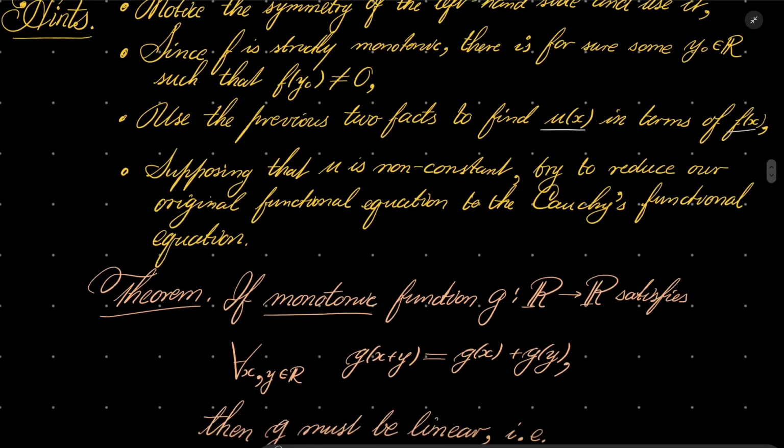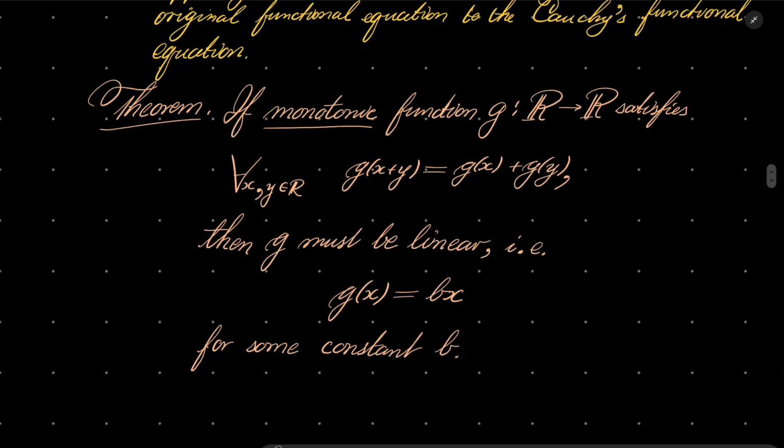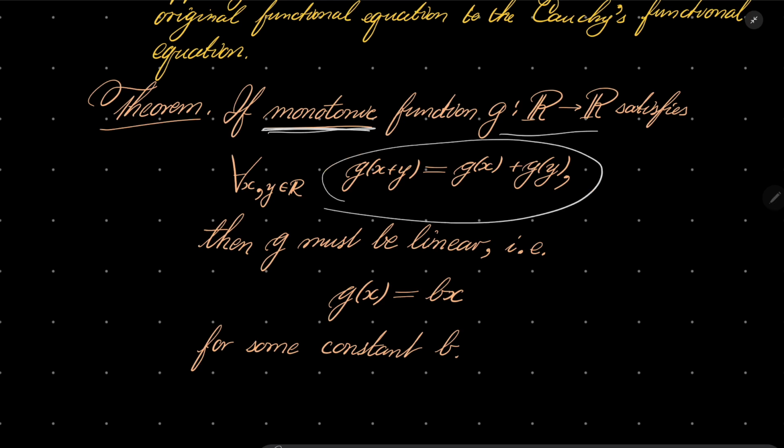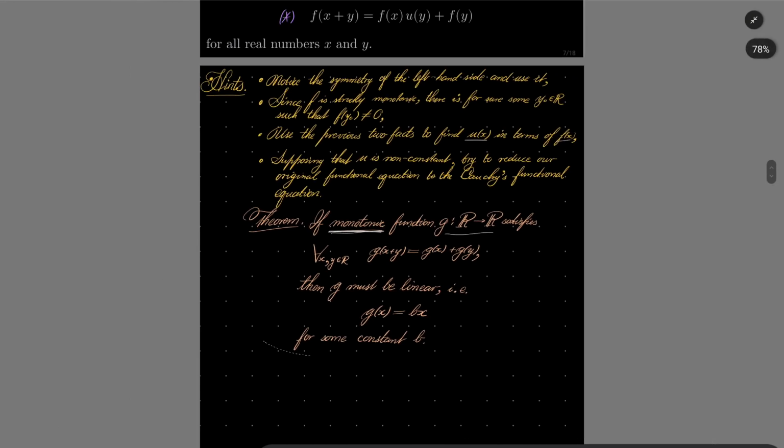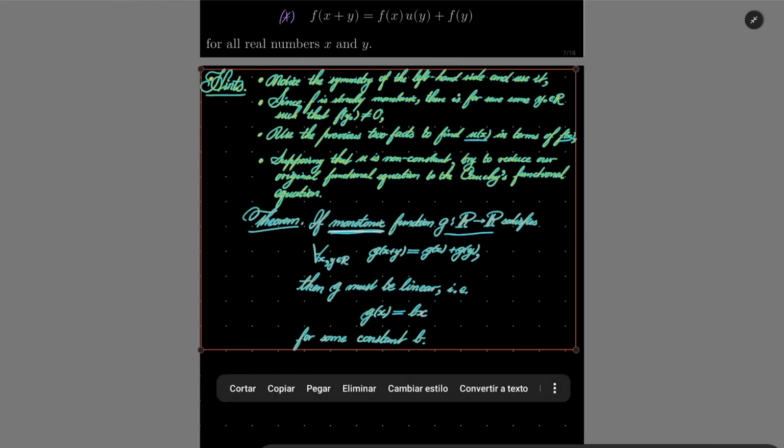And remember this very powerful fact: if some monotonic function g, monotonic, very important, satisfies the Cauchy functional equation, that is g of x plus y equals g of x plus g of y, then our function must be linear. So g of x equals b times x for some constant b. So give this problem a try and I will see you in just a minute.